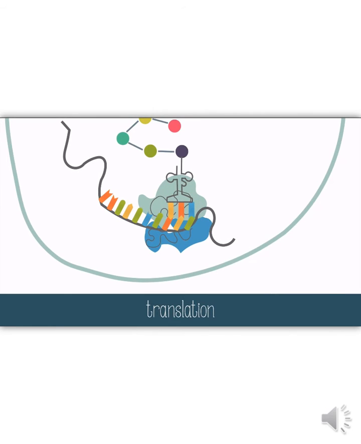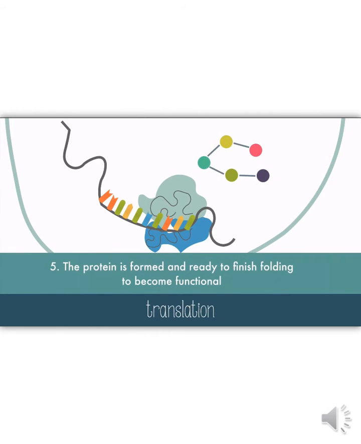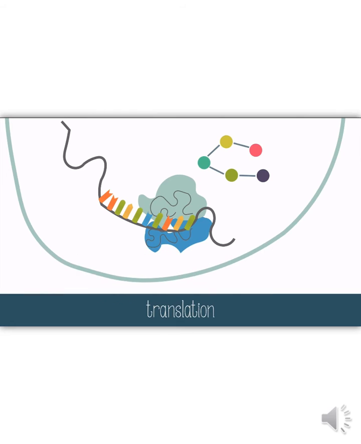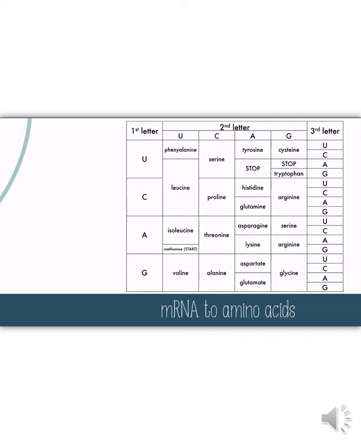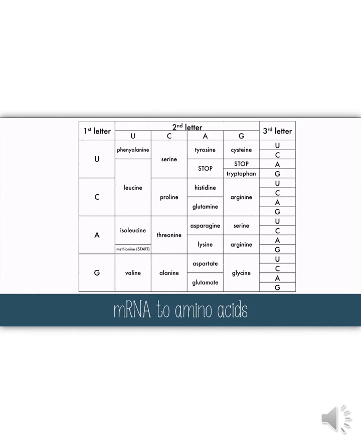Once the stop codon is read, the protein is formed and ready to finish folding to become functional. And that's the end of protein synthesis. Now, we can figure out the sequence of amino acids using the mRNA and amino acid chart like this one. Let's use an example. Starting with the first three letters, AUG, we can find the amino acids.